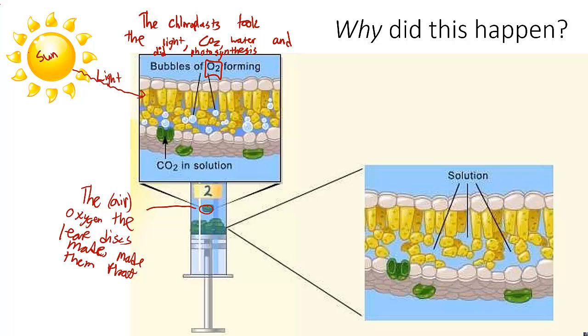Okay? Normally, we have no air in here. Right in here, at first, there is no air. But after we stick them in the sun and take that light and do photosynthesis, we make some air, and all of a sudden the leaf discs start to float up to the very top of the cup.